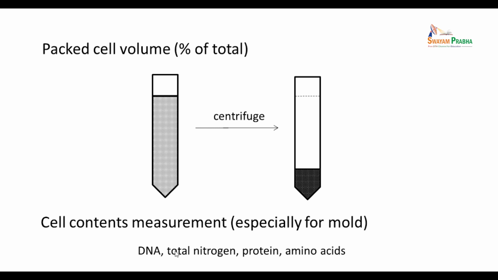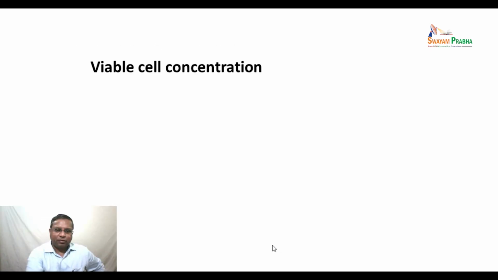The typical contents that are measured are DNA, total nitrogen, protein, and amino acids in that order of importance. DNA is usually preferred because it doesn't vary too much during the various parts of the cell cycle, before it splits up, of course. Total nitrogen could be measured, protein could also be measured, but there would be variations. Amino acids, there are some variations, but these are all accepted methods for cell contents measurement. Those were the methods for measuring total cell concentration.